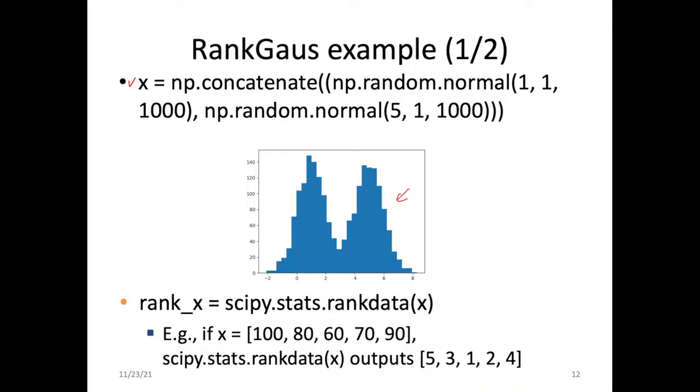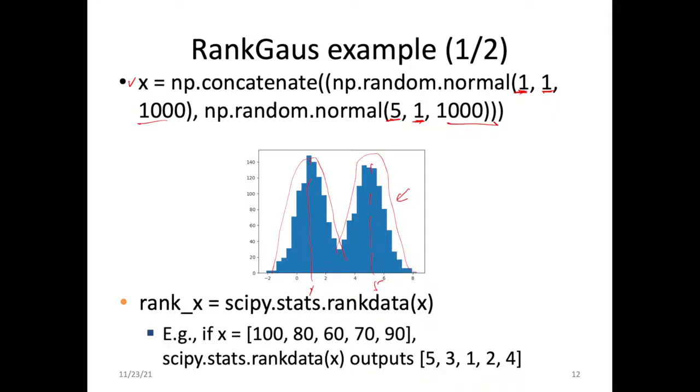The first one has mean mu = 1 and variance 1. The second one has mean mu = 5 and variance 1. And for each Gaussian distribution, I generate 1,000 samples. Okay, so for the first Gaussian here, the mean should be roughly 1. For the second Gaussian here, the mean should be roughly 5. Okay, so the feature is indeed not Gaussian.